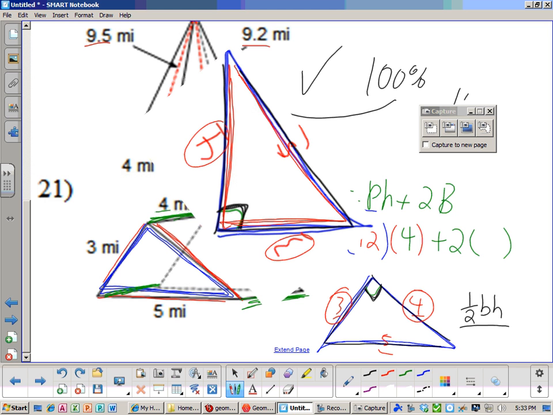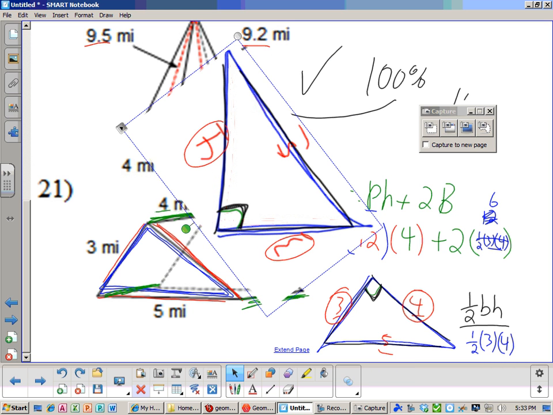So I'm going to go ahead and say in here, 1/2 of 3 times 4. So I could literally put that in there if I want. Honestly, by the way, 1/2 of 3 times 4 is 6, because 3 times 4 is 12, and half of 12 is 6. Nice.